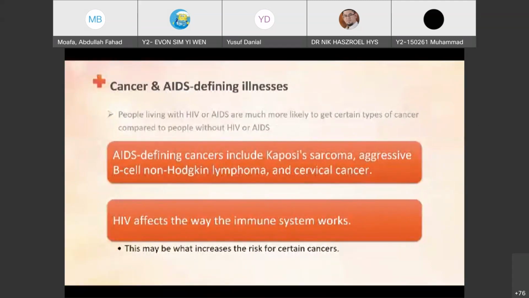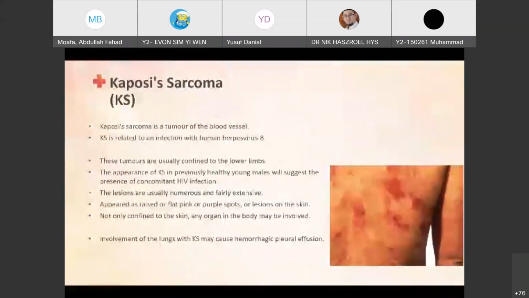Other cancers linked to HIV or AIDS are head and neck, anal, lung, testicle, skin, and liver cancer, as well as Hodgkin lymphoma. Kaposi sarcoma is the most common AIDS-related cancer, and it is a tumor of the blood vessel.